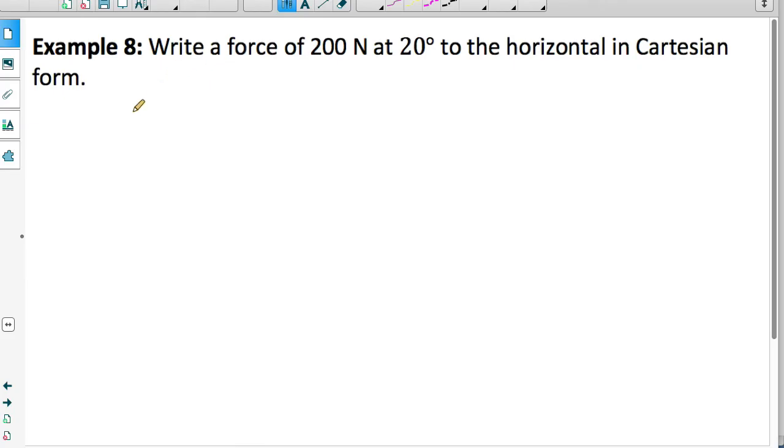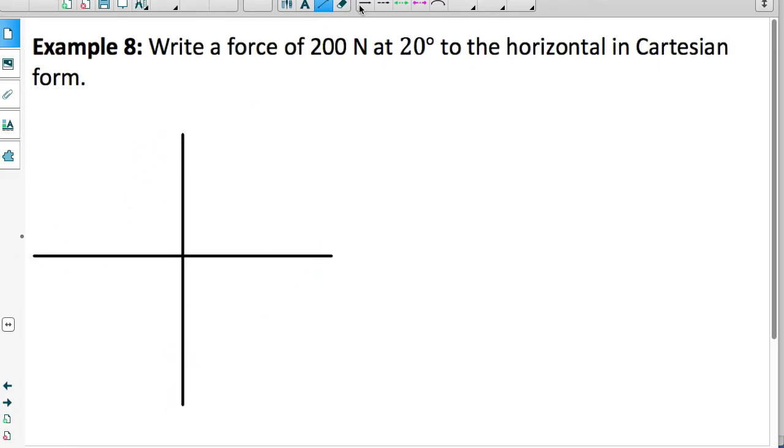So let's try that for example 8. Write a force of 200 newtons at 20 degrees to the horizontal in Cartesian form. So a force of 200 newtons at 20 degrees to the horizontal. Let me just draw a quick diagram of that for you. There we go. So I have that drawn for you.